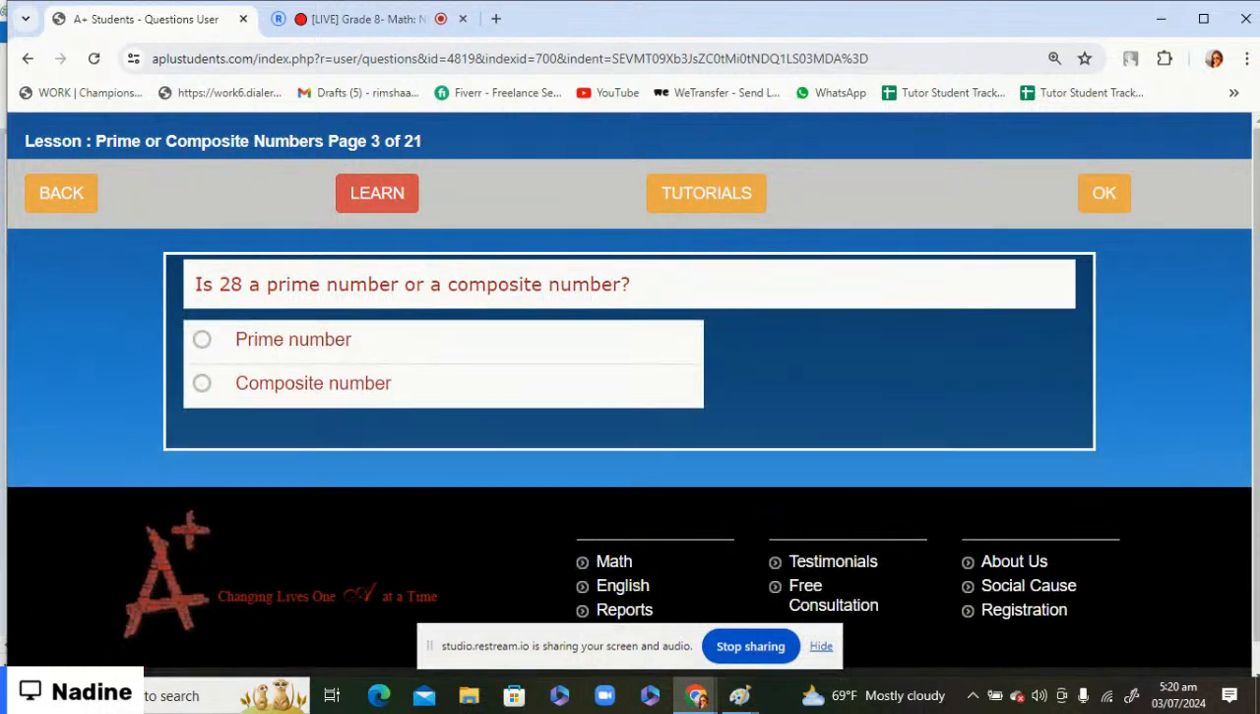Okay. Is 28 a prime or composite number? Think about it. 28 is not only divisible by itself, but by other tables as well. The table of 4: 4 times 7 is 28, 7 times 4 is 28. So it has more than two factors, and we can say that it's a composite number.